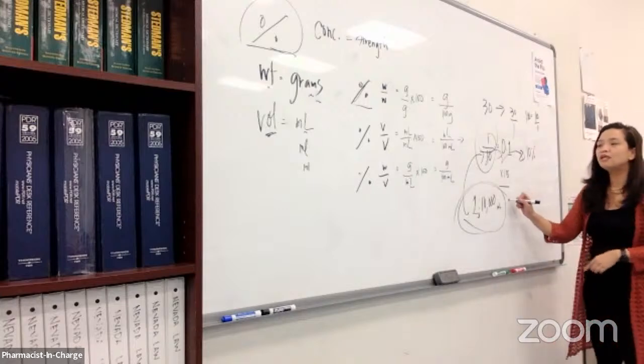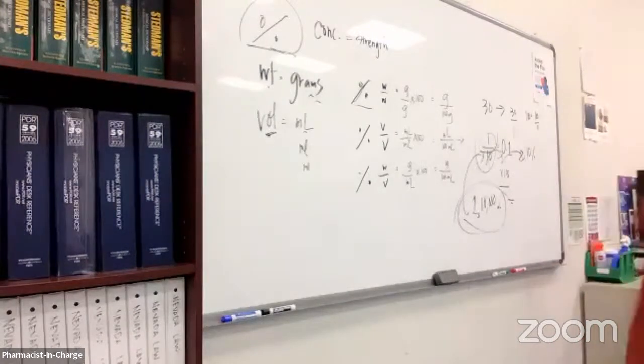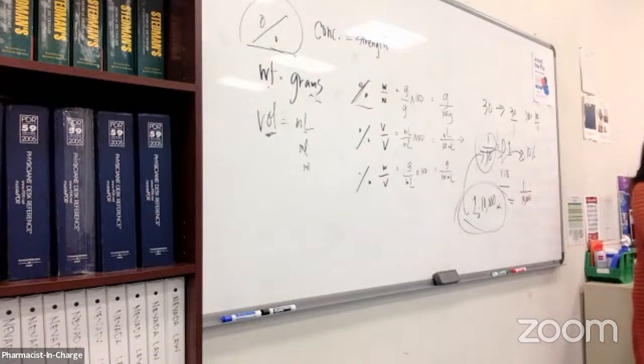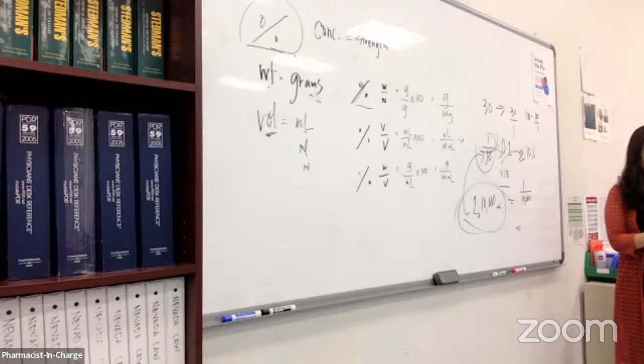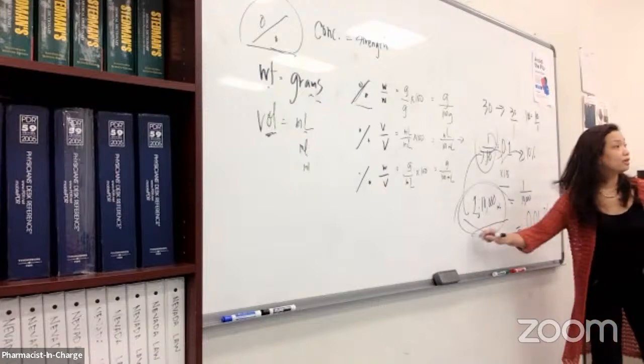So if I'm to ask you, 1 is to 10,000 strength or concentration, what is the concentration of this drug in percentage? One, convert this to fraction. So this will be 1 over 10,000, right? So 1 divided by 10,000 equals 0.001. Does it end there? No. To get the percentage, what do you do? You multiply it by 100, which is 0.1%. Can you follow? Don't get overwhelmed by the ratio.